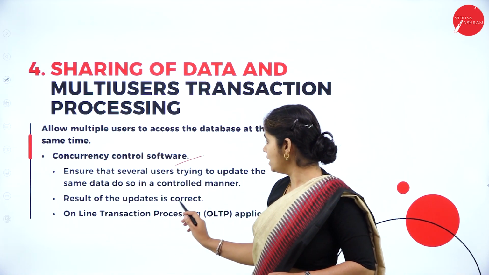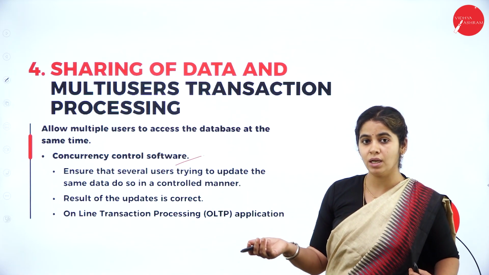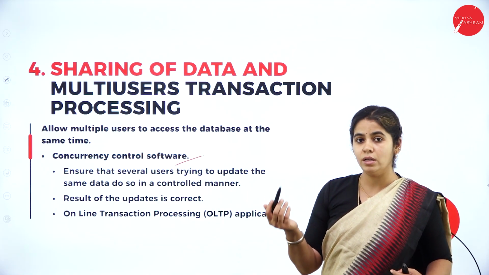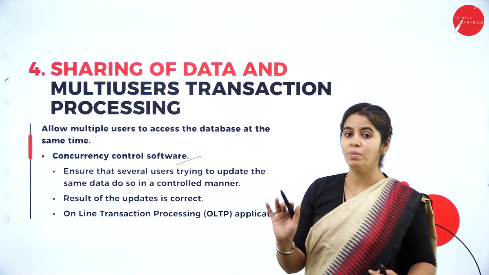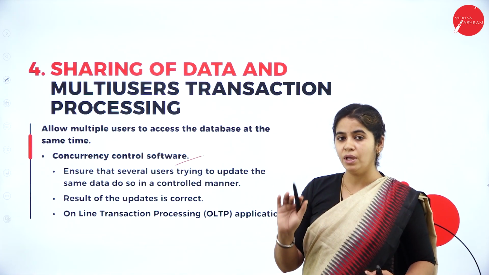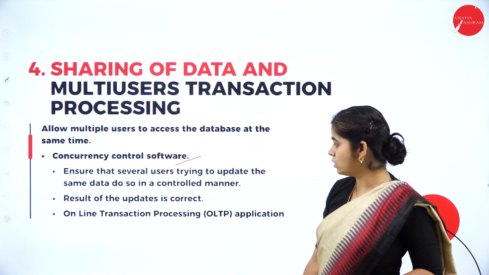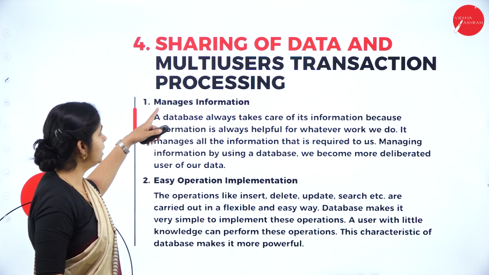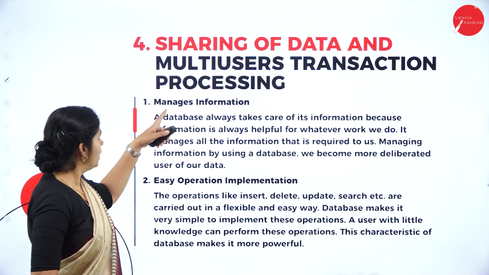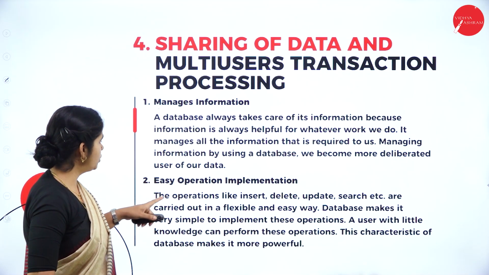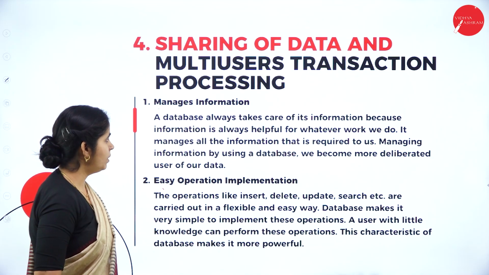The results of updates must be correct. Why are we using concurrency control? So that the update results are correct. There should not be any conflicts between the update done by one user and what has been done by another user. Next point in sharing of data is that it manages information and allows easy operation implementation.